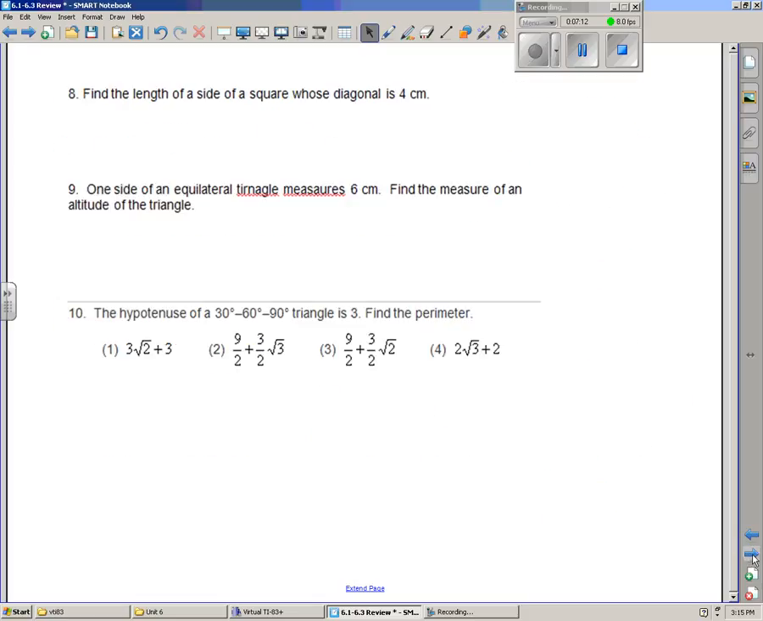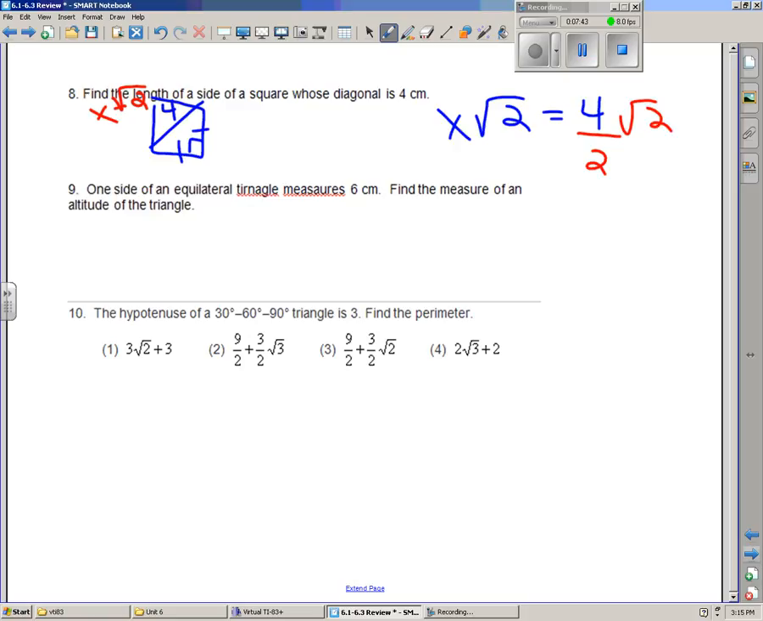Okay. Next one. Find the length of a side of a square whose diagonal is 4 centimeters. It's a square. You know that squares have all sides the same, which means you're in a 45, 45, 90. If the diagonal is 4, you need to remember that that's the x radical 2 side. If the x radical 2 side equals 4, then the leg is the shortcut: divide by 2, multiply by rad 2. The side is going to be 2 rad 2.